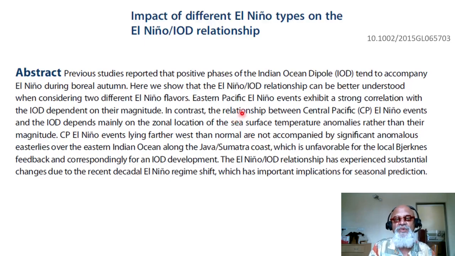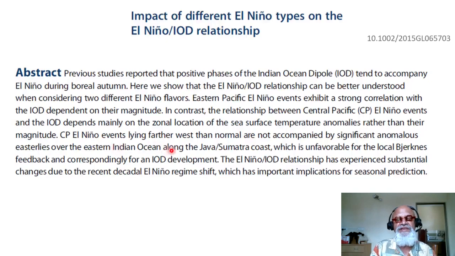Previous studies reported that positive phases of the Indian Ocean dipole tend to accompany El Nino during boreal autumn, September, October, November. Here we show that the El Nino IOD relationship can be better understood when considering two different El Nino flavors. Eastern Pacific El Nino events exhibit a strong correlation with the IOD dependent on their magnitude. In contrast, the relationship between the Central Pacific El Nino events and the IOD depends mainly on the zonal location of the sea surface temperature anomalies in the Pacific rather than their magnitude.